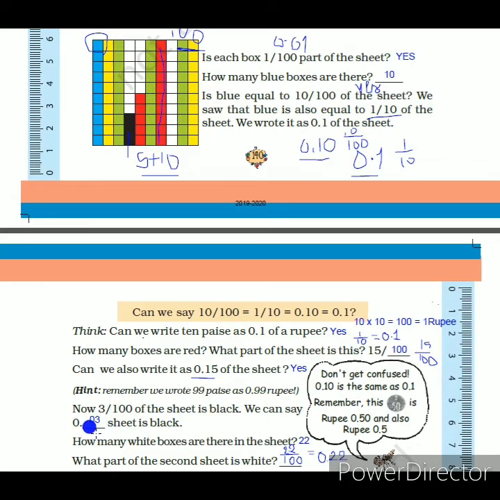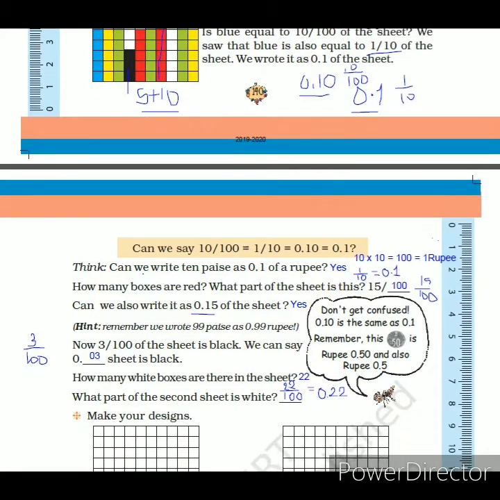If it is written in fraction form, you have to write this as 3 upon 100. That means out of 100 boxes, 3 parts are given black colors. So when we write this in decimal form, we can write this as 0.03 black sheets. Here out of 100, we have to show 2 numbers after the decimal point. So in decimal fraction, the black color sheet is written as 0.03.